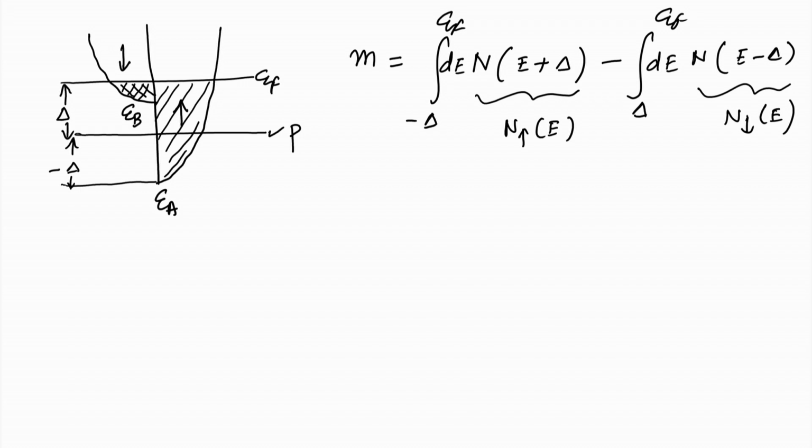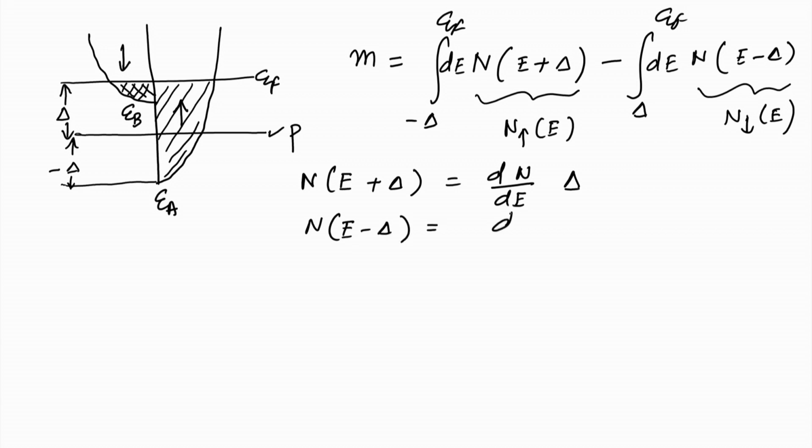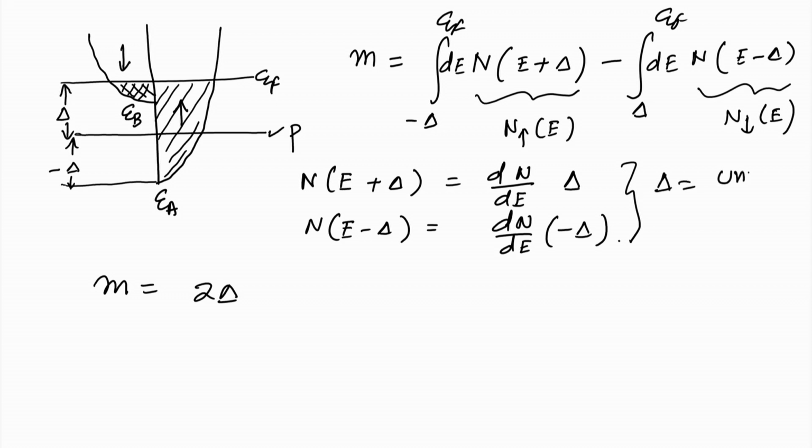Since E is much greater than delta, because delta is the gap, we can do a Taylor expansion of the density of states. Each n of E plus delta can be written as dn/dE times delta, and n of E minus delta can be written as dn/dE times minus delta. Then, skipping one step, which you should fill in, this is equal to 2 delta, where I have not yet defined delta. So, delta is equal to U M by 2.